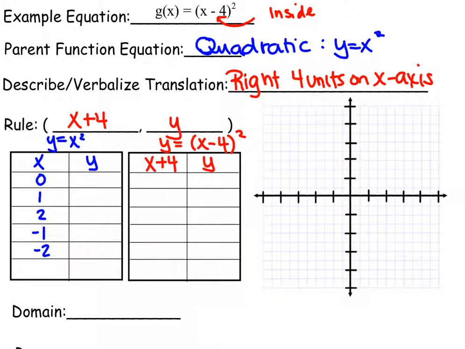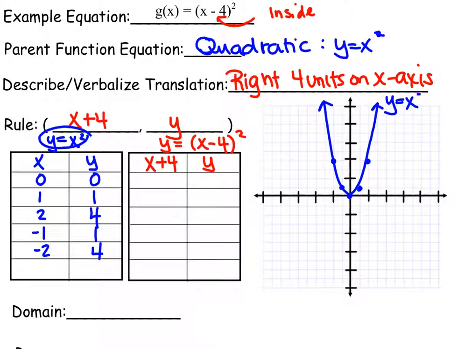All right, let's go ahead and graph that parent function again. So we're going to evaluate y equals x squared. We've done this before. 0 times 0 is 0. 1 times 1 is 1. 2 times 2 is 4. Negative 1 times negative 1 is 1. Negative 2 times negative 2 is 4. All right, let's graph it over here. 0, 0, 1, 1, 2, 4, negative 1, 1, negative 2, 4. All right, so there's our parent function again. You're going to be awesome at graphing the parent function for the quadratic in this lesson.